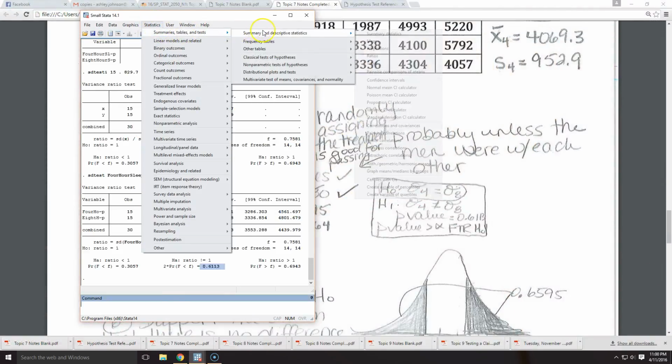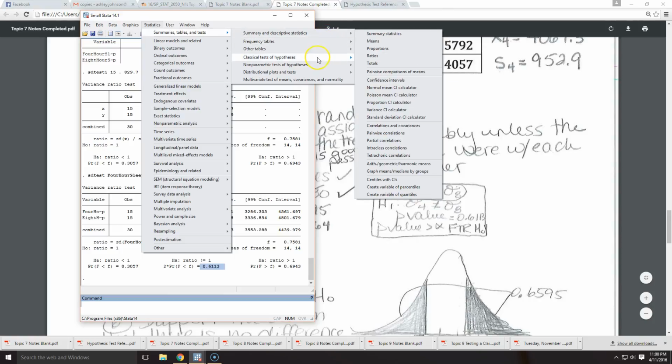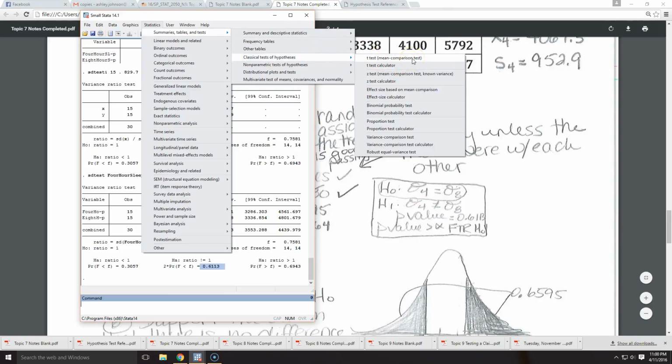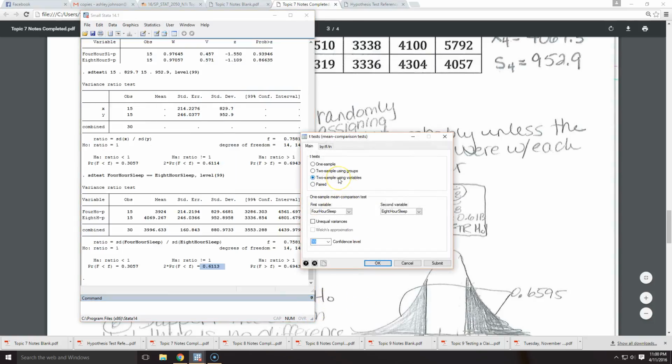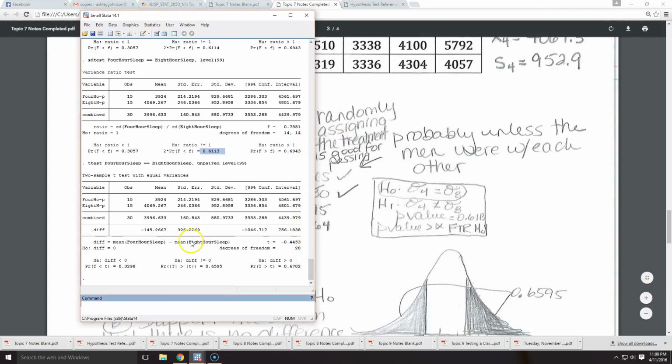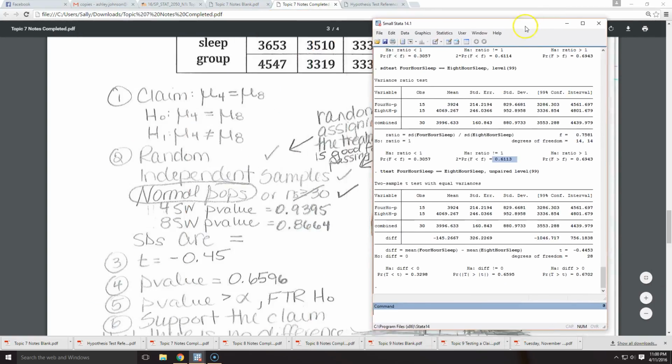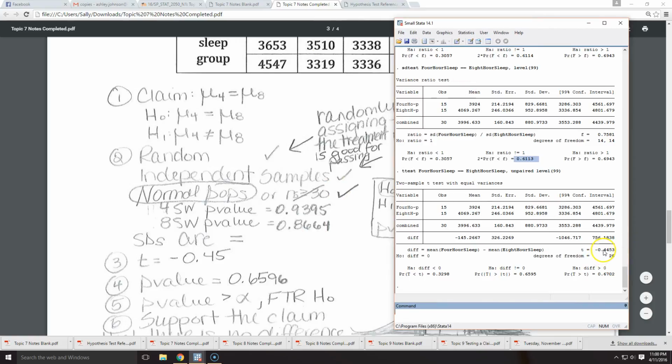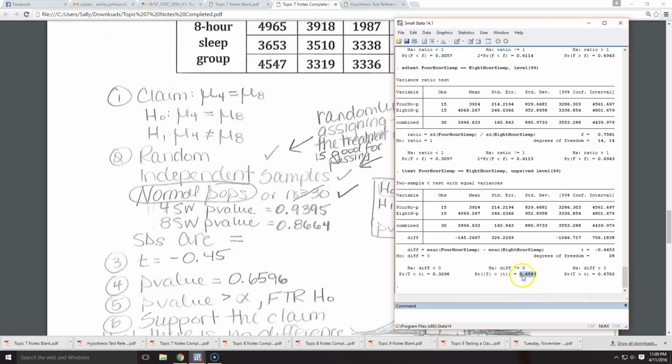I recommend the same thing where you do the t-test comparison instead of the calculator. So this is again two sample using variables. Our two variables here, and you do not check the box because we've determined that they're statistically equal, not unequal. So we're going to leave this box unchecked, and then we hit OK. And the t-score and p-value, so negative 0.45. The p-value is going to be the middle one, so 0.6595.